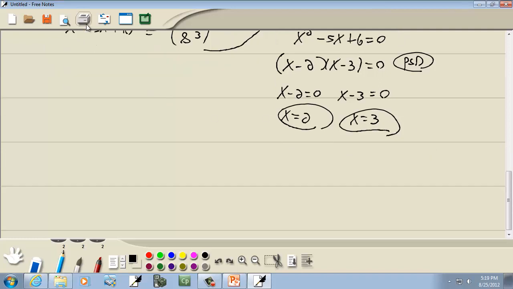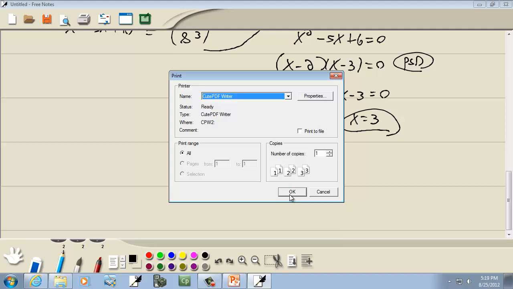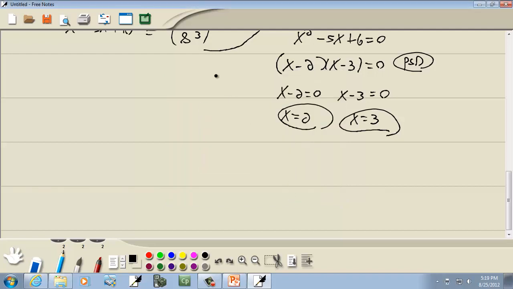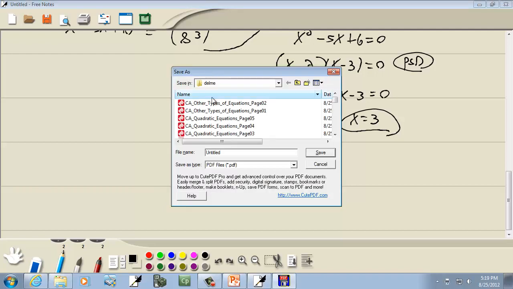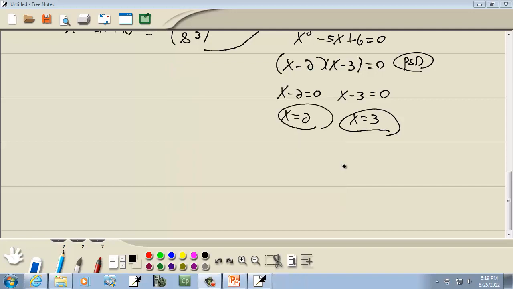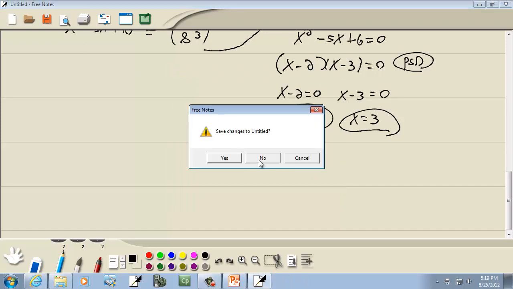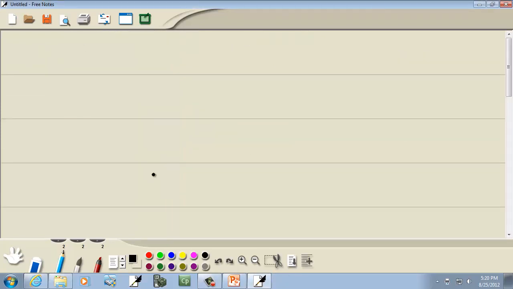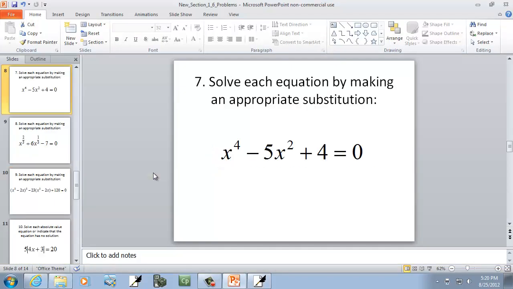And let me save that. And let's look at our next problem. This should be a U-substitution. Yep. And let me rearrange my seating here a little bit.